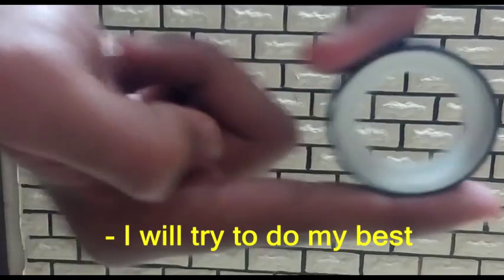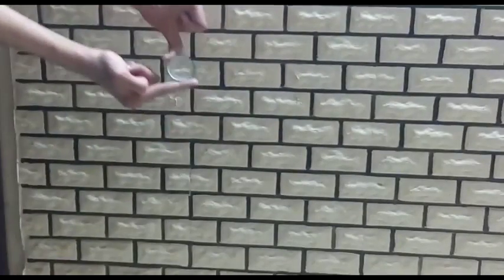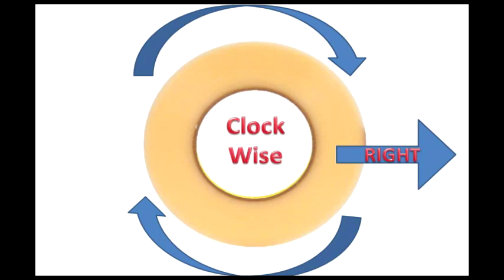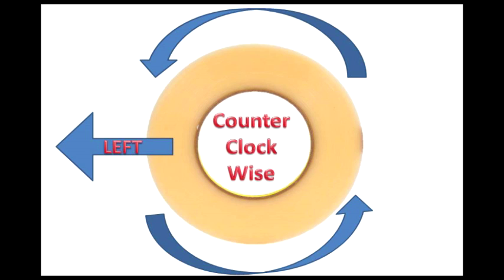Now, what if it begins with just spinning and no motion to either right or left? I will try to do my best. As we could see, the tape upon touching the ground went to my right. A clockwise spin would produce motion to the right, while a counterclockwise spin would make it go towards left.